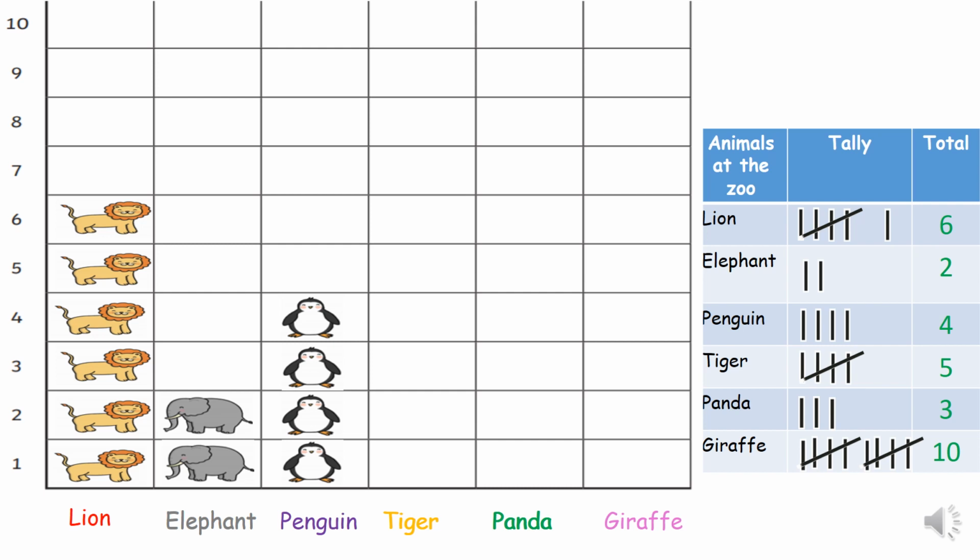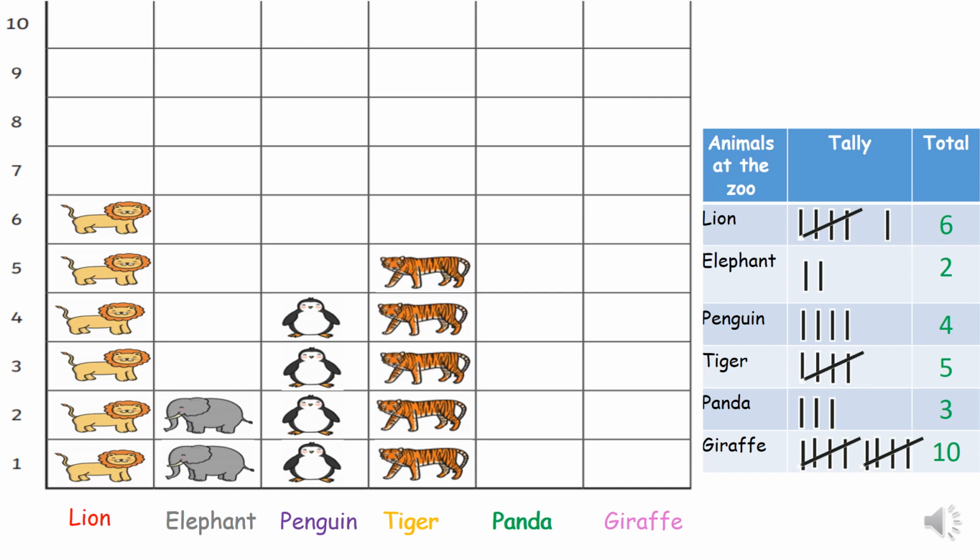Let's move on to the number of tigers. How many tigers did we have? 5. So that means we draw 5 pictures of 5 tigers. 1, 2, 3, 4, 5.